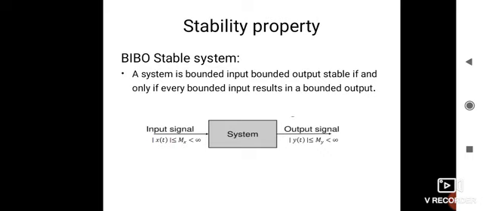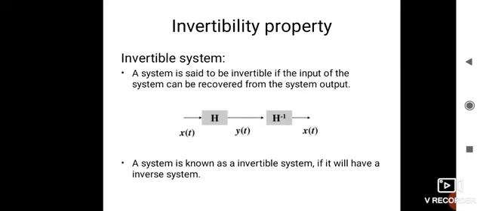Here also My is a constant value because it is less than infinity, and mod of y(t) is less than or equal to My. That means y(t) takes values from minus My to plus My, so this is also a bounded signal. I am giving an input signal which is bounded, and I am also getting a bounded output. So the system is a bounded input, bounded output stable system. This is our stability property.